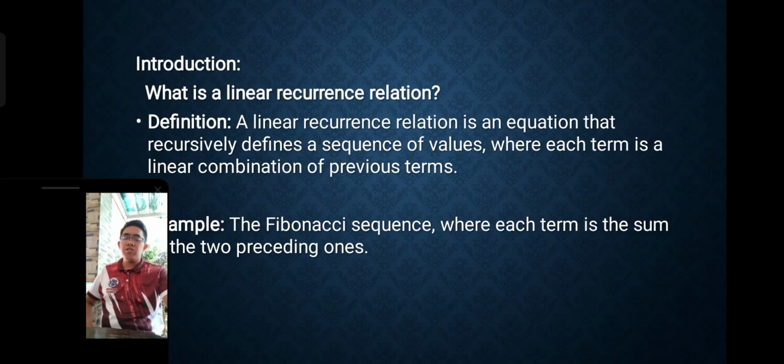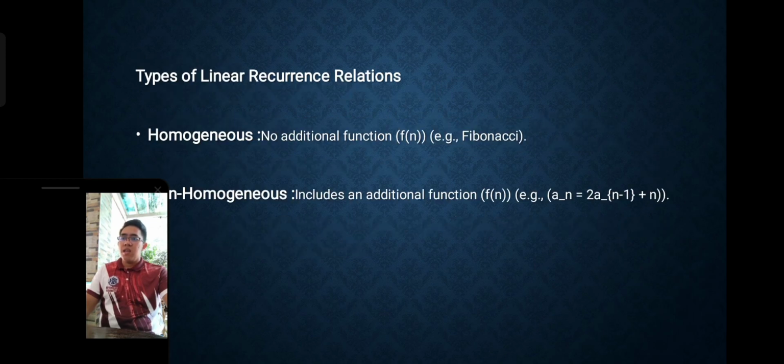A linear recurrence relation is an equation that recursively defines a sequence of values where each term is a linear combination of previous terms. An example for that is the Fibonacci sequence, in which each term is the sum of the two preceding ones. Now, there are two types of linear recurrence relation, the homogeneous and the non-homogeneous. In the homogeneous, there's no additional function on the right-hand side, and in the non-homogeneous there is an additional function.